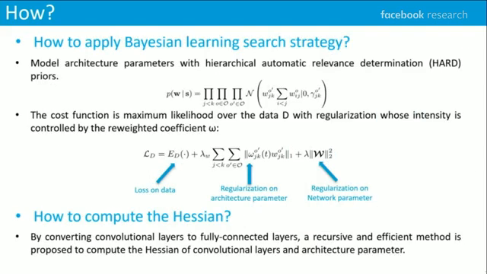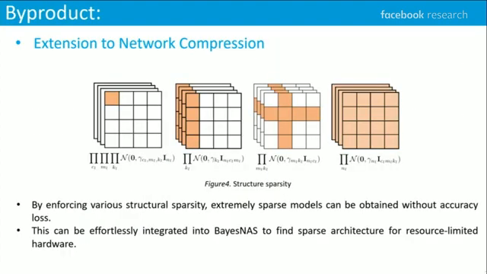For the Bayesian strategy, we assume the pairs follow a Gaussian distribution, which should consider dependency between nodes. The cost function is the maximum likelihood with regularization. It consists of 3 parts: the loss on data, the regularization on the architecture parameter, and the network parameter. In addition, we also develop an efficient hashing calculation method by converting the convolutional layers into a fully connected layer. As a byproduct, our approach can also be used for network compression directly. Sparse models can be obtained without accuracy loss.